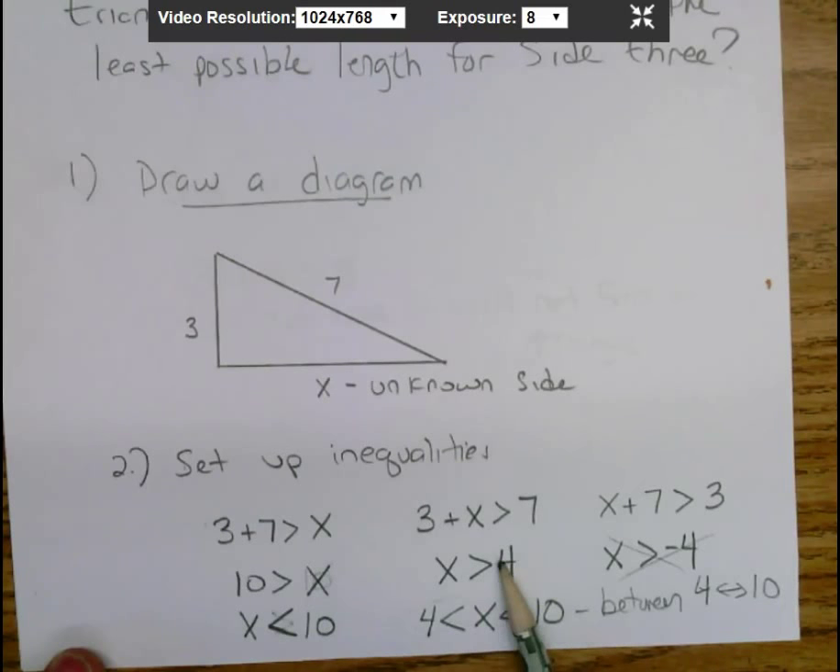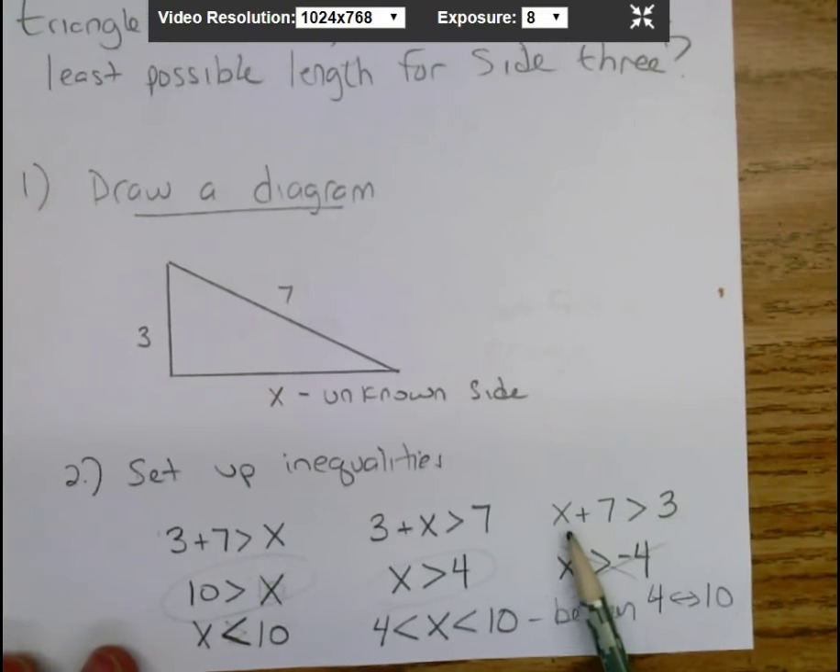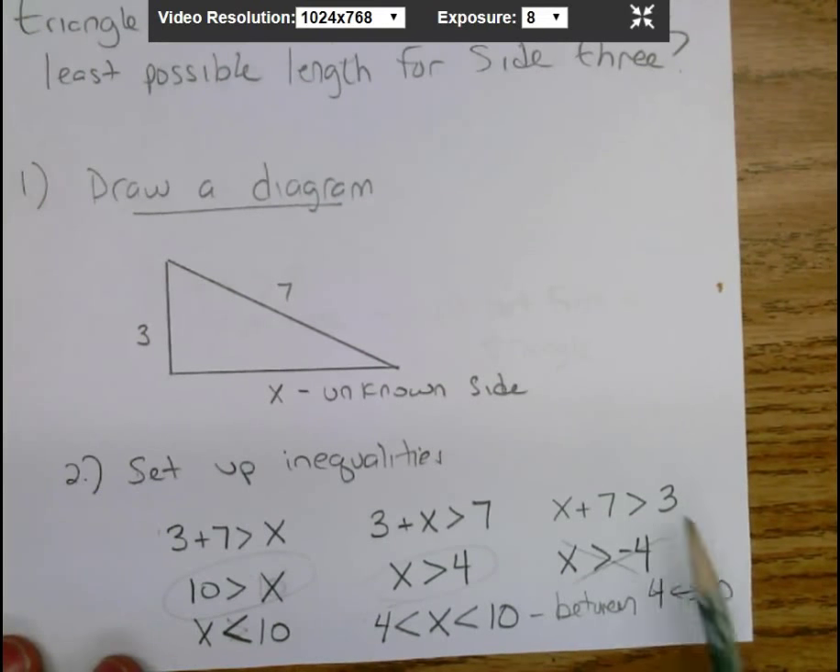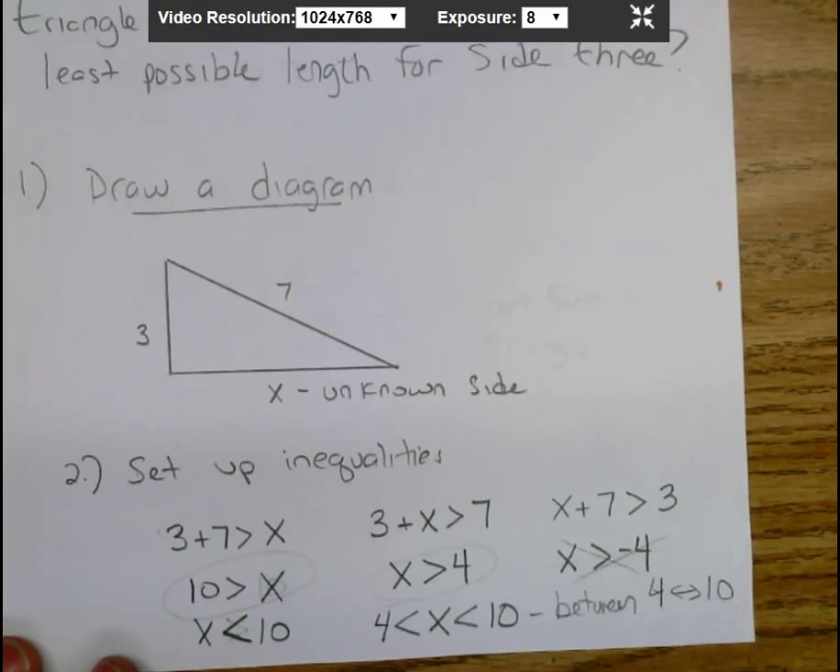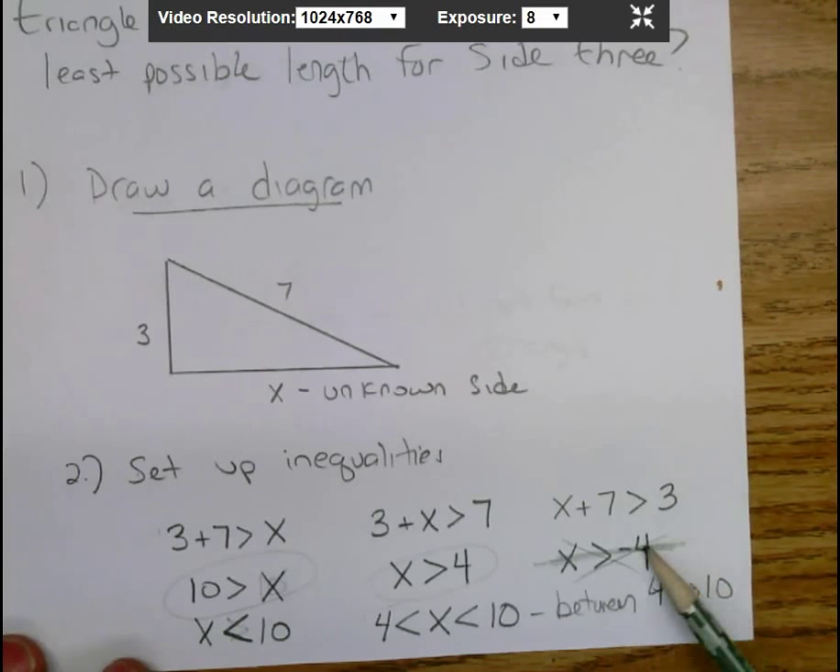Okay, and then that gives us that one. We got these two. Then we look at this last one, x plus 7 is greater than 3. So x is greater than negative 4. When you look at that, it can't be a negative length. It just can't be that. So we know that's not possible. And a lot of times you're going to end up with that. So that's good to remember.